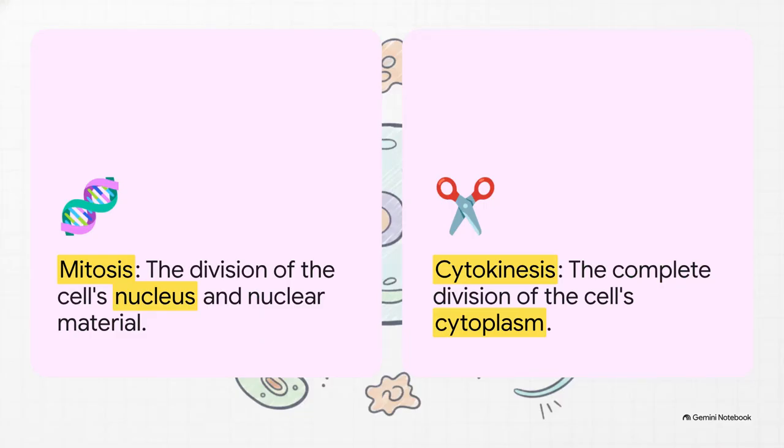Now, this brilliantly illustrates a common misconception that we need to clear up right away because people get these two terms confused all the time. Mitosis is strictly the division of the cell's nucleus and its nuclear material, the DNA. That's it. Cytokinesis, on the other hand, is the entirely separate process that happens right at the very end. It's the actual division of the cell's cytoplasm. In animal cells, the outer membrane literally pinches inward, almost like you're tightening a belt, until it pops into two genetically identical, perfectly sized daughter cells.